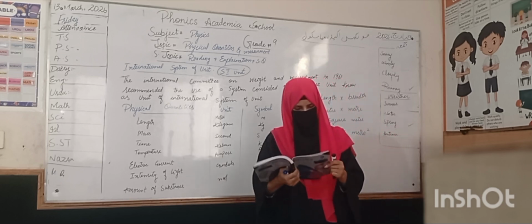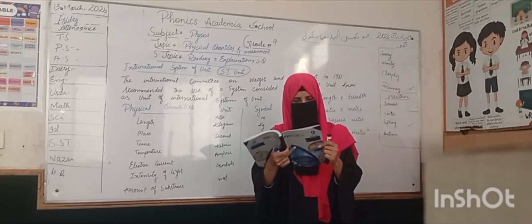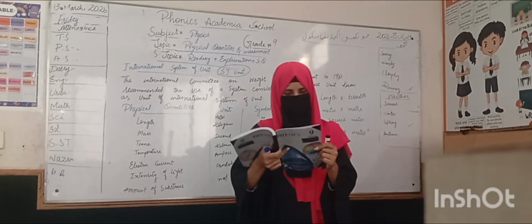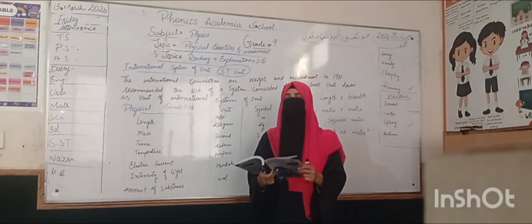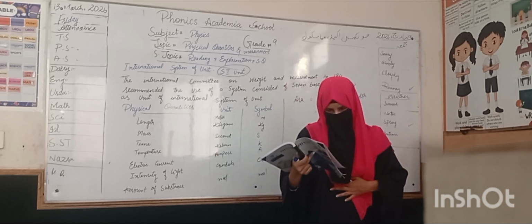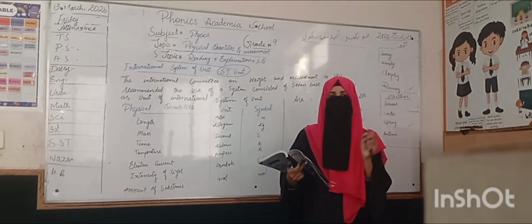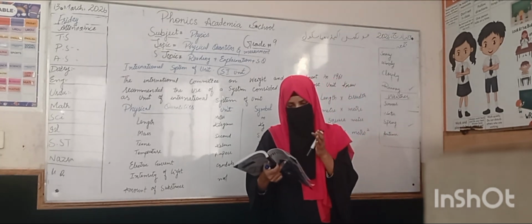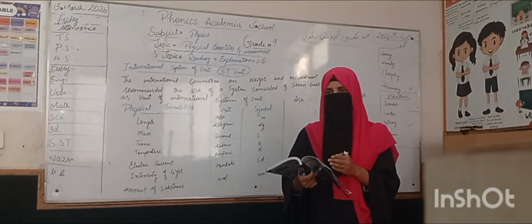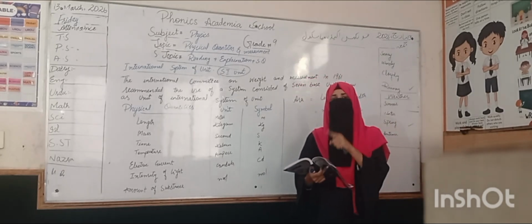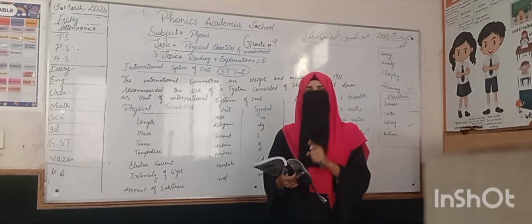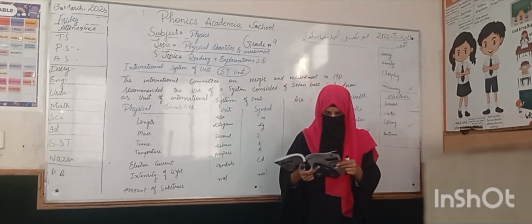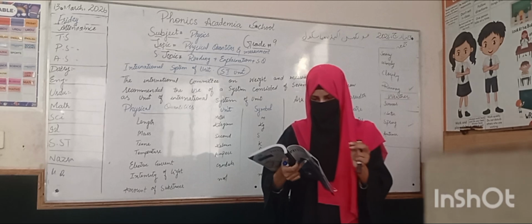So students, page number 10. Example 1: 5000 millimeter divided by 1000 is equal to 5 meter. When you convert meter into millimeter, you multiply by 1000, and when you convert millimeter to meter, you divide it by 1000. It's a short example of the prefixes.